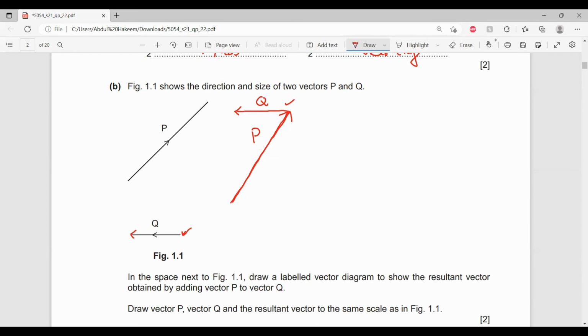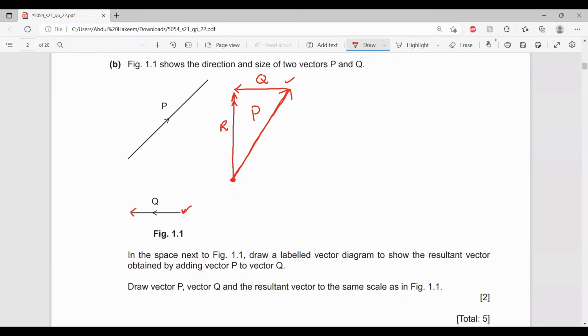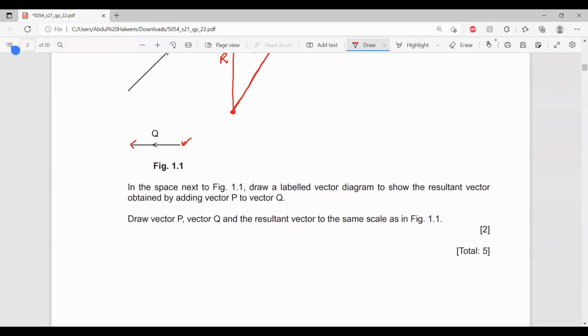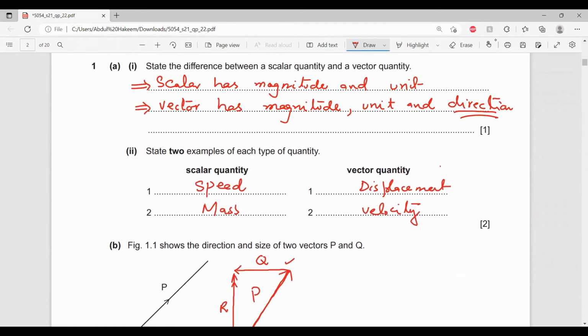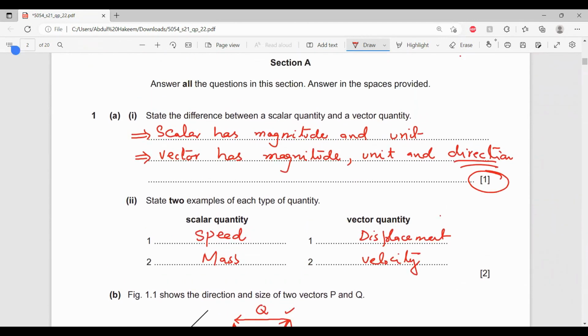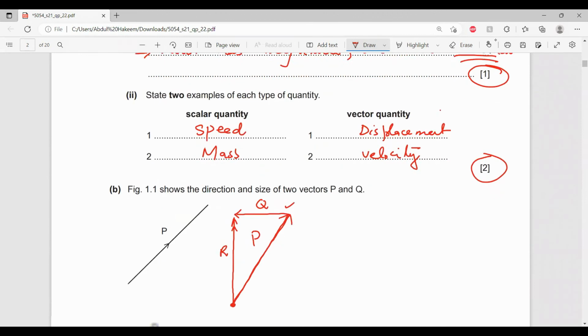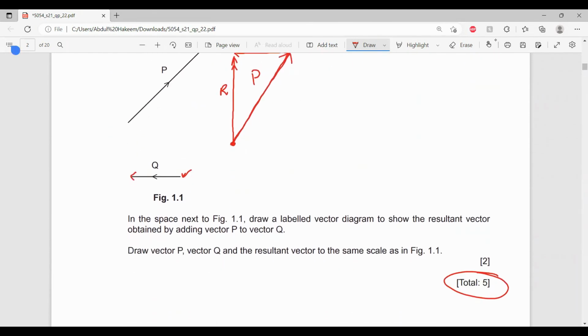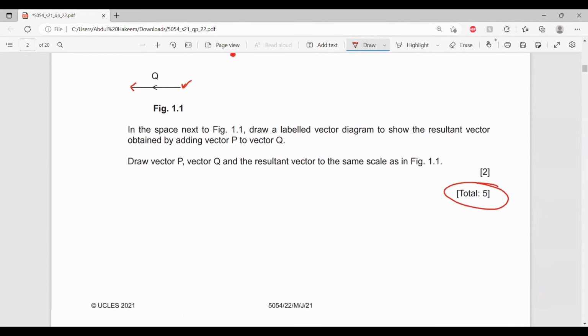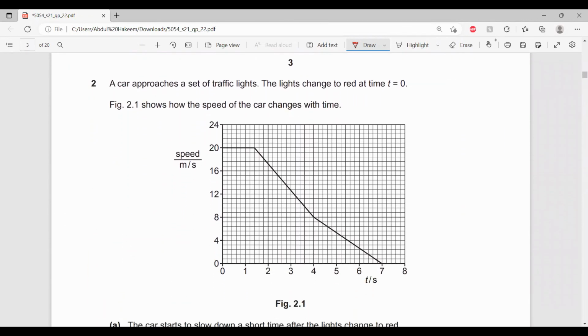And then you have to draw the resultant. Resultant is actually joining the tail of the first with the head of the last. So this line, with the scale, is the resultant vector. So we have to draw only, no calculation. This is question number 1 and total marks 5. Look again: 1 mark for this, 2 marks for this, and then 2 marks for the drawing. But you have to draw according to the scale, according to the length, same length. Now move to the next question.